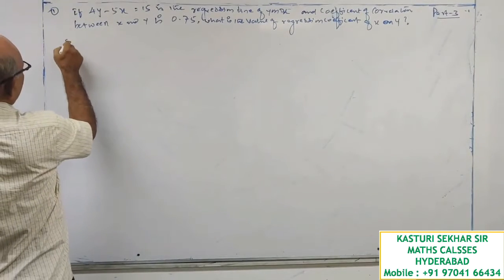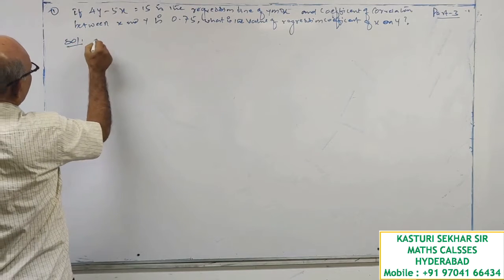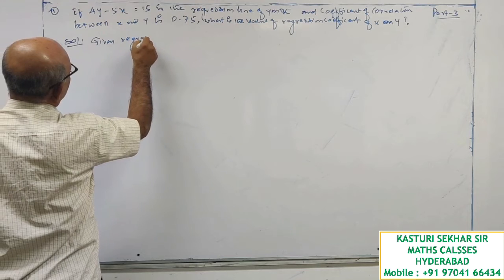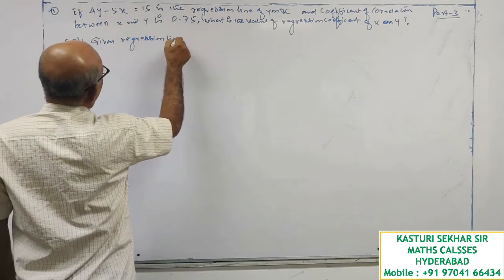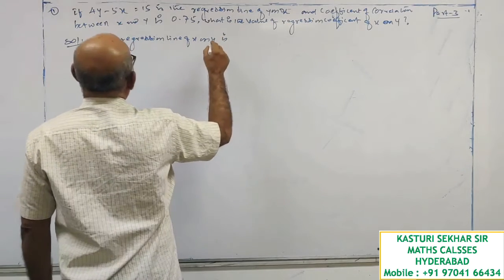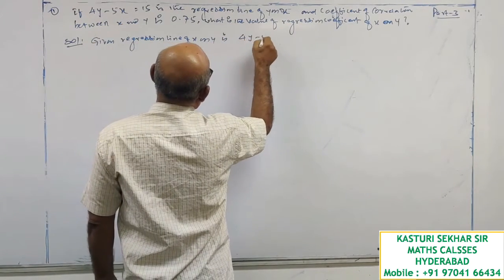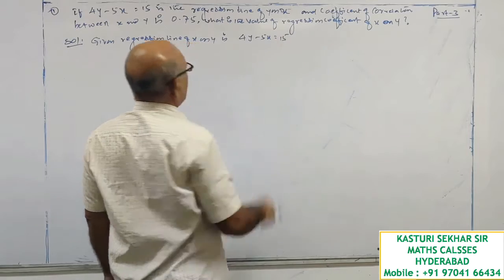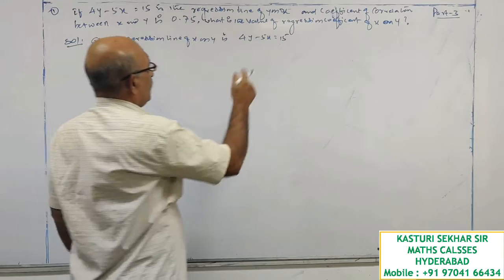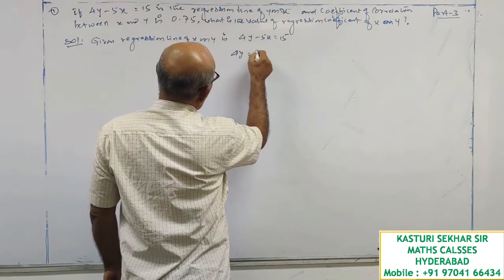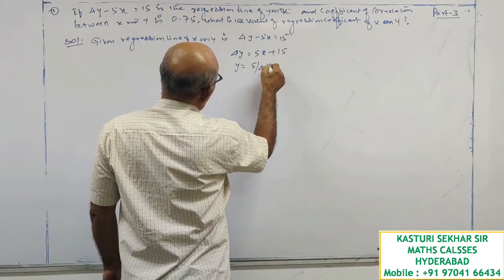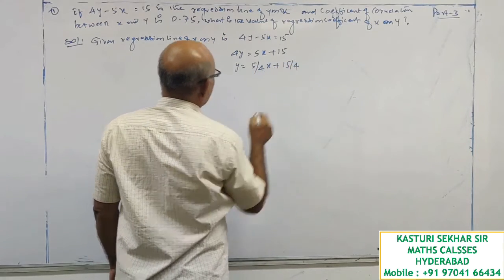See the solution given. The regression line is 4y minus 5x is equal to 15. Put it in standard form. 4y is equal to 5x plus 15. Y is equal to 5 by 4 into x plus 15 by 4.